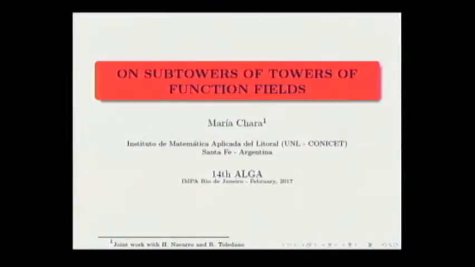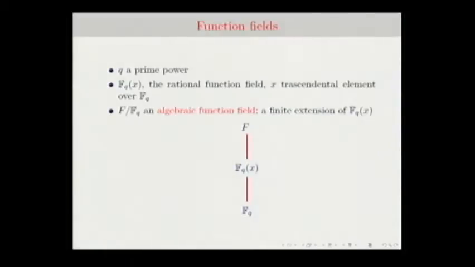As she says, I'm going to talk about subtowers of function fields. And you must know that this is a work in progress with Horacio Navarro from Universidad de Cali in Colombia and Ricardo Toledano from Universidad Nacional del Litoral in Argentina. I will recall quickly what a function field is. This is just a finite extension of the rational function field, and the rational function field is obtained by adjoining a transcendental element to the finite field FQ.